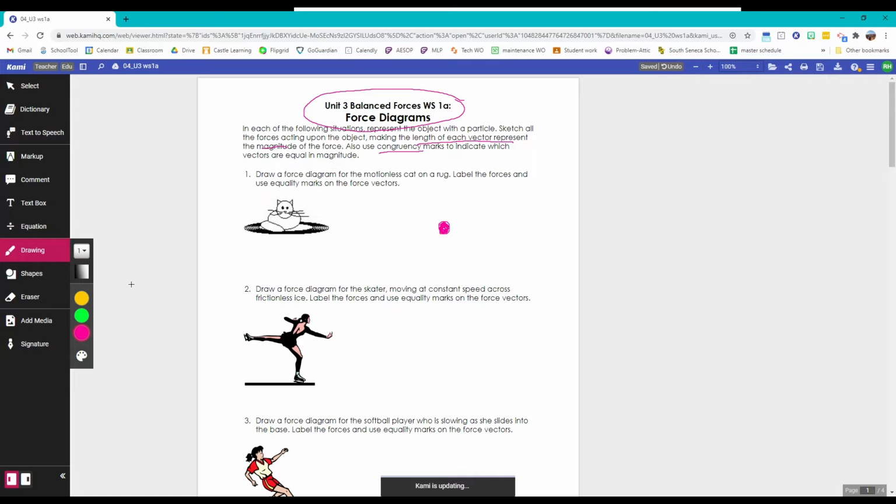So let's look at this cat. Cat is motionless on a rug. All objects have gravity acting on them. We'll call that the force of gravity, Earth on cat. And the cat is not falling through the floor, so it must be supported by the normal force of the rug on cat.